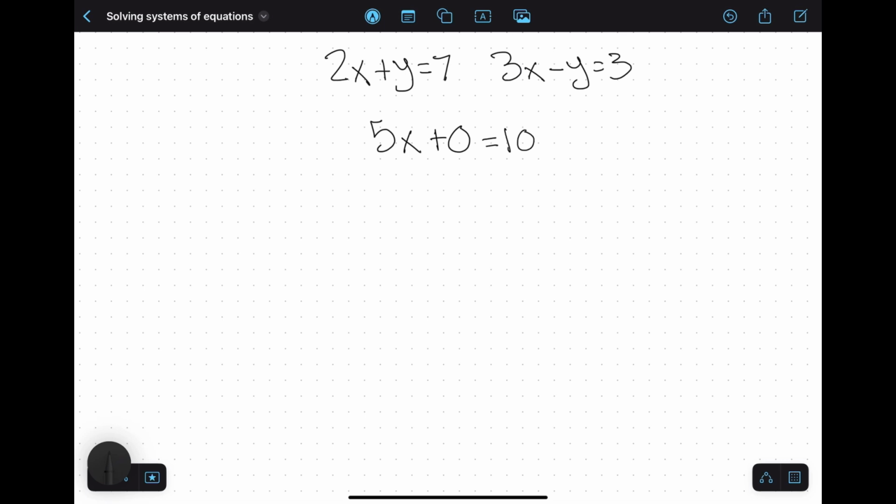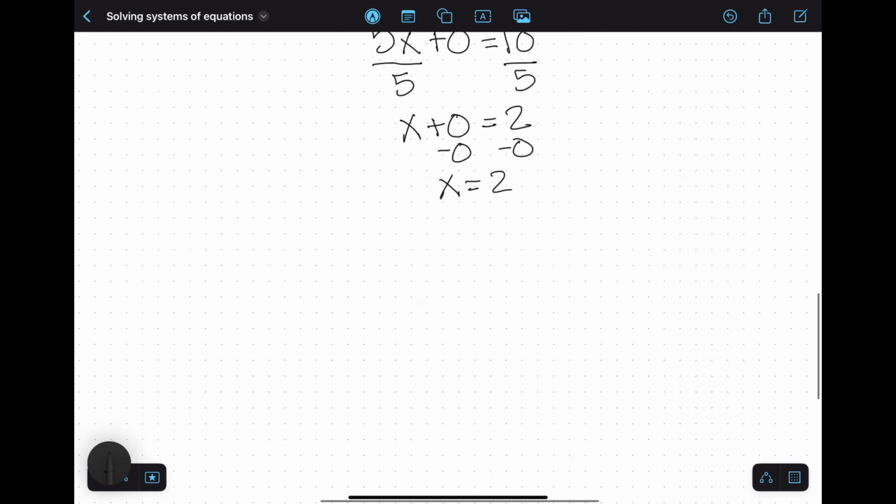If you divide by 5 on both sides, we will get x plus 0 is equal to 2. If you subtract 0 on both sides, we both know that's not going to change anything. That will get us x is equal to 2.